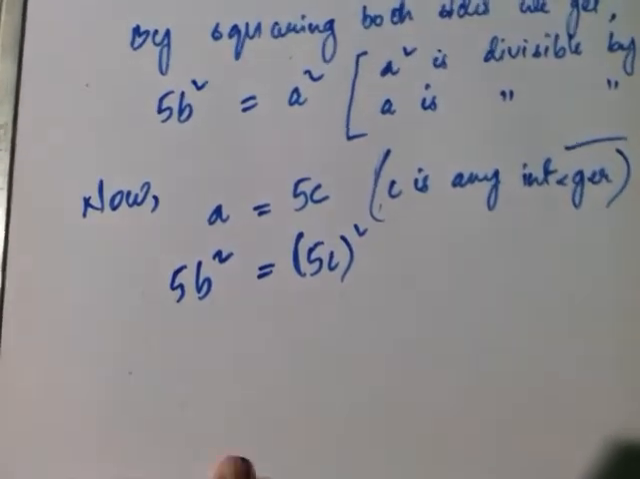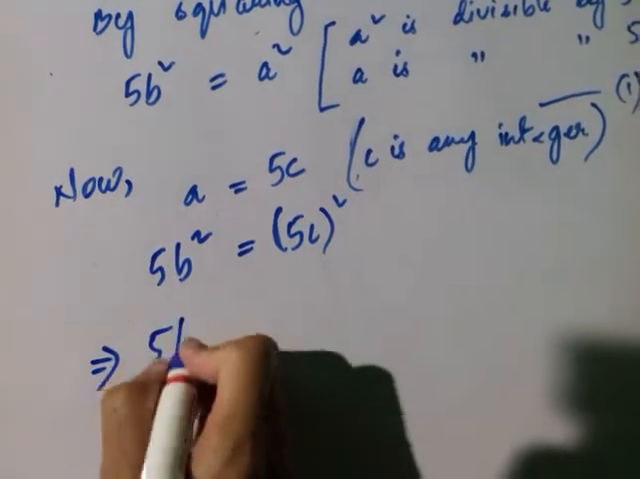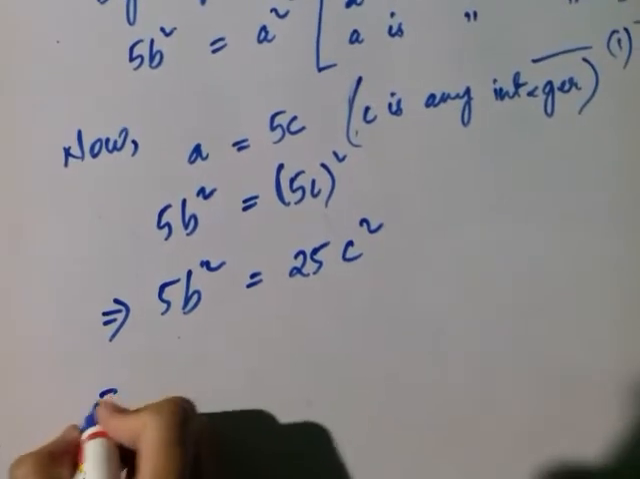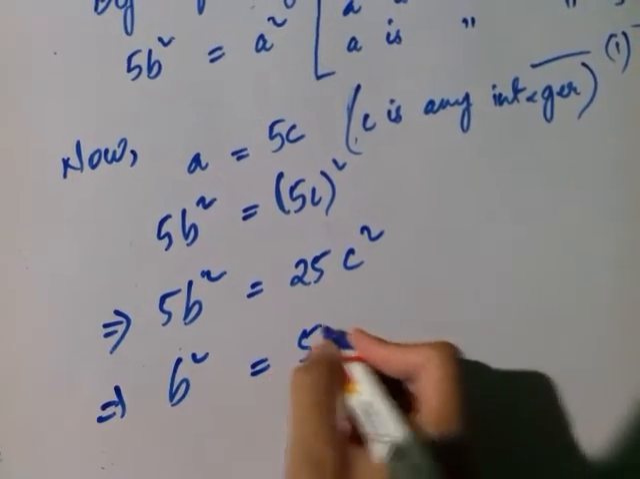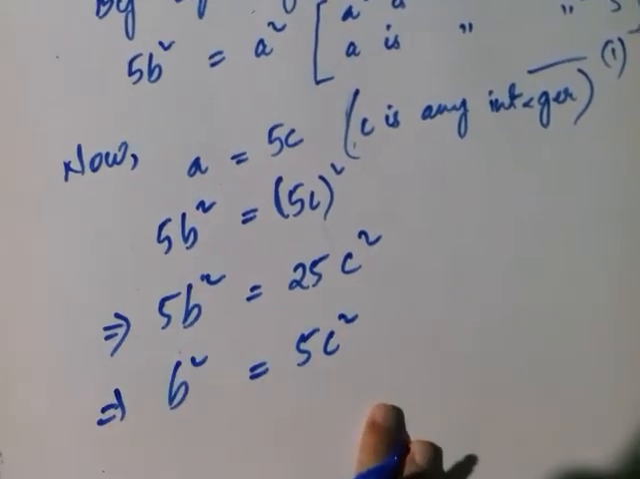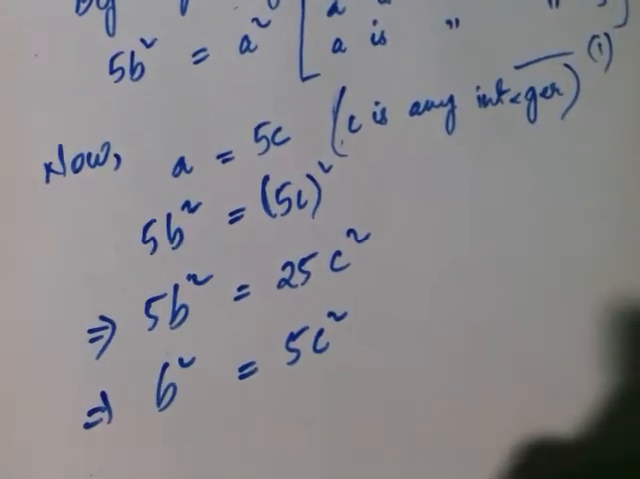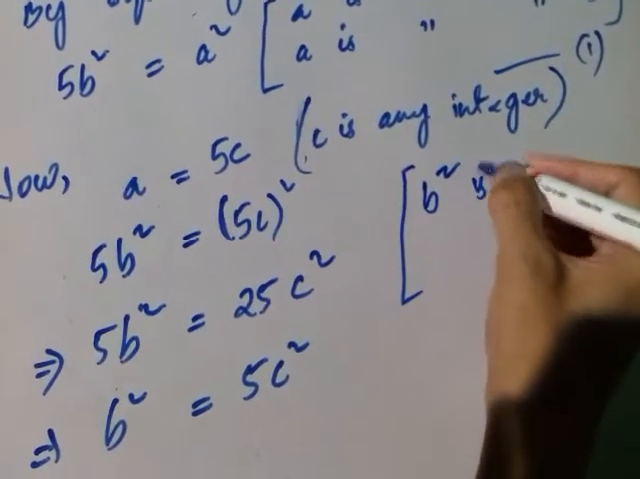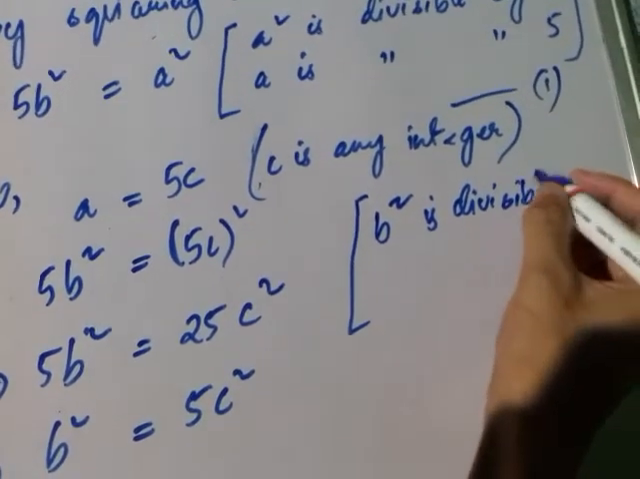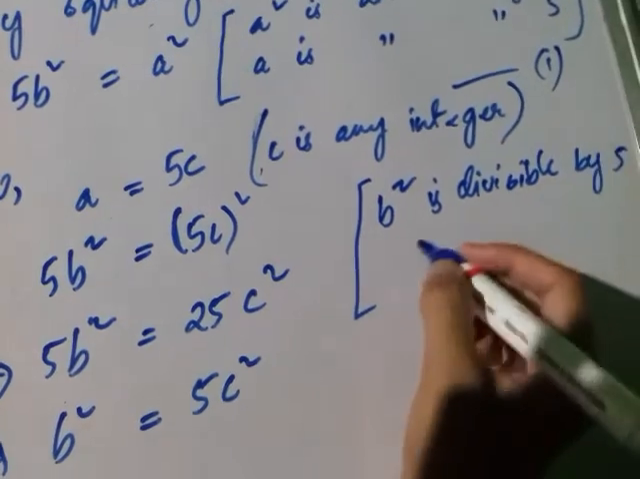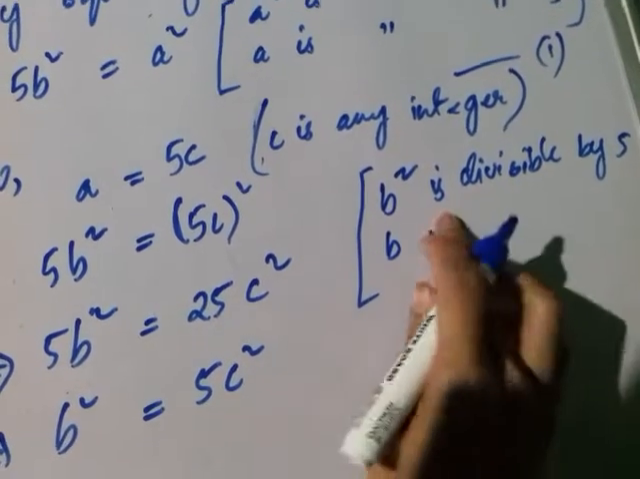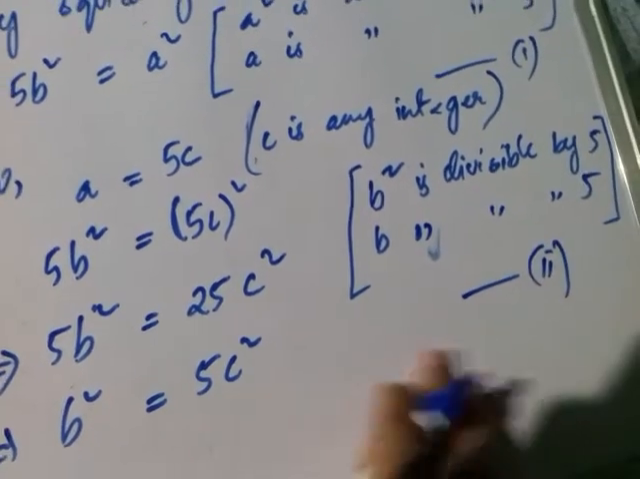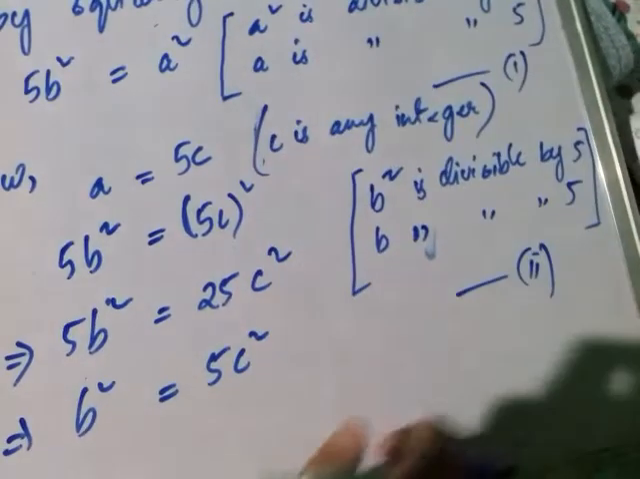Understand? After that, 5b square equals 25c square. Then b square equals 5c square. After that, you will write in bracket: b square is divisible by 5, and b is divisible by 5 again. So this will be equation number 2, and this will be equation number 1.